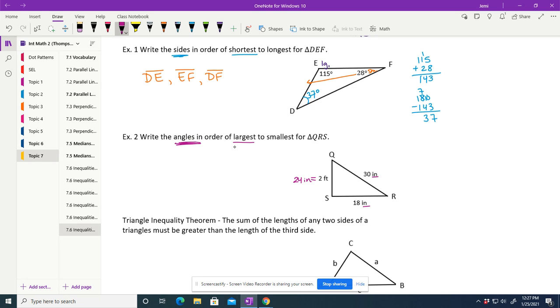All right, I want the largest angle. So where's my largest side? Largest side, largest side. So this is my largest side. It's going to be across from my largest angle. So angle S is going to go first.